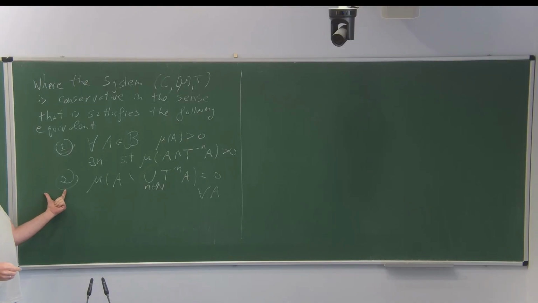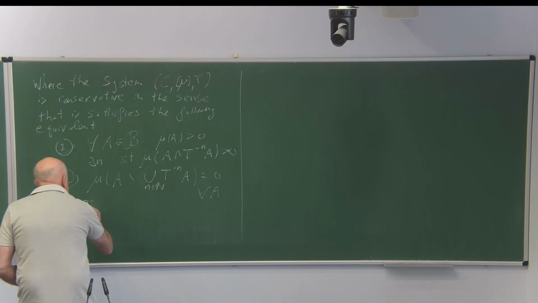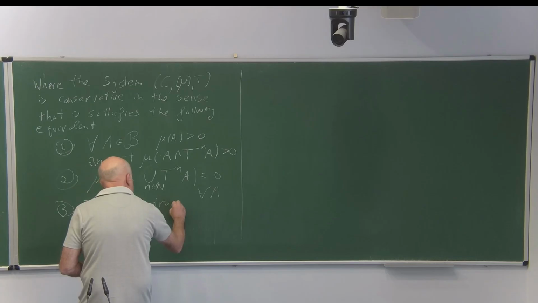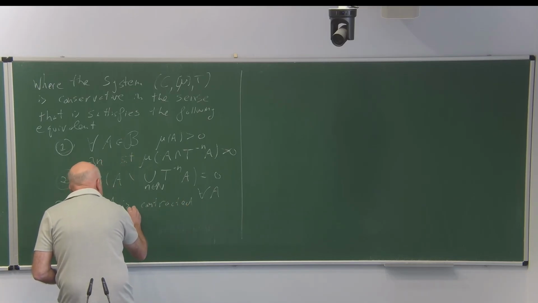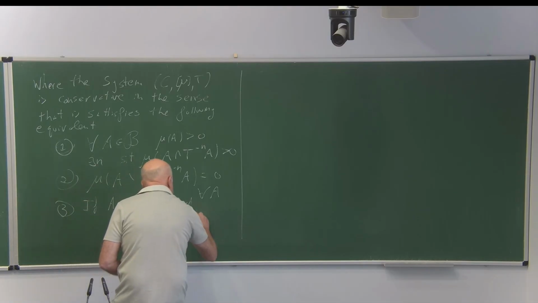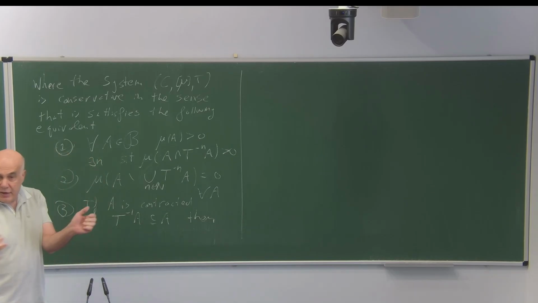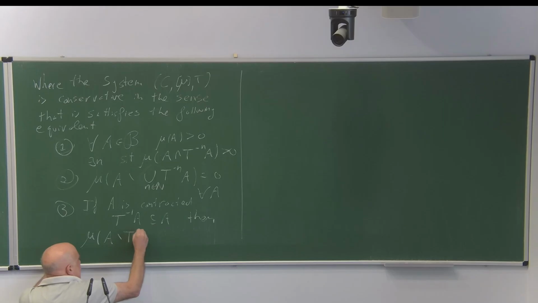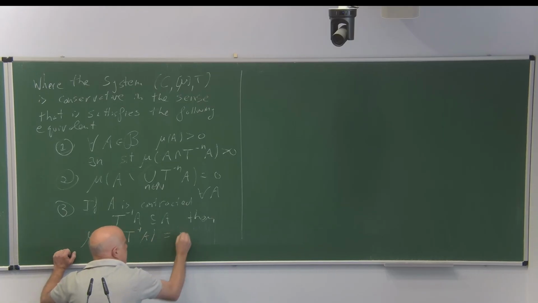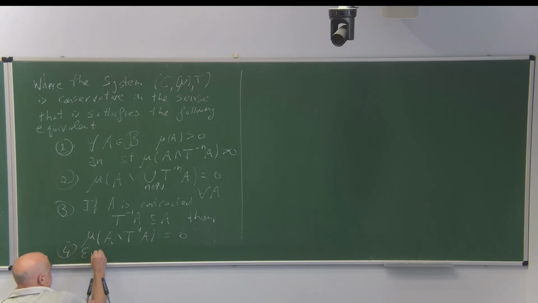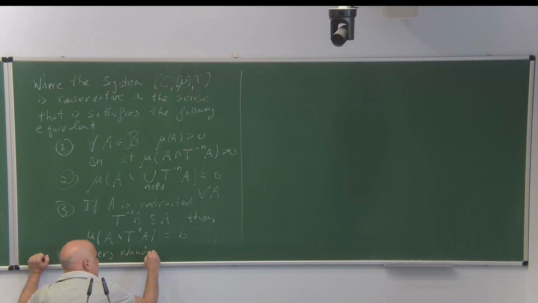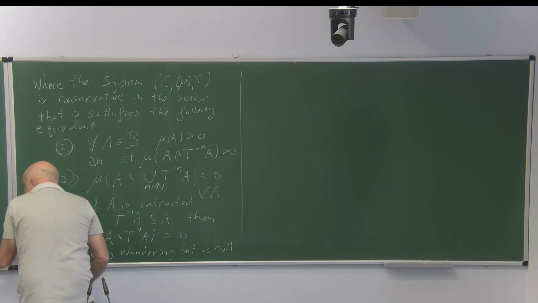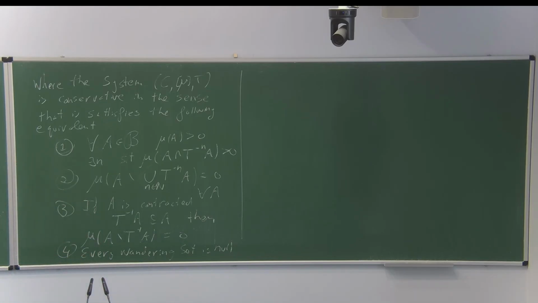Maybe a different way to view this is to say that if A is contracted, namely T inverse of A is contained in A, then there's not much in the middle. It's a non-contracting system. Namely, the difference here has to be of measure 0, and every wandering set is null. Wandering in this sense, okay?